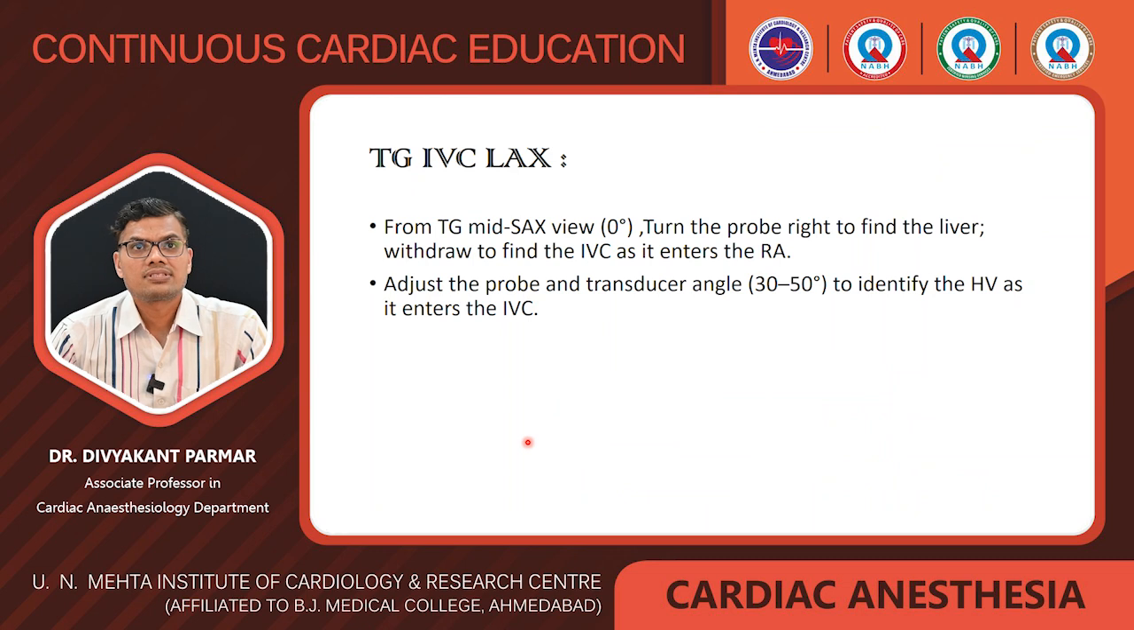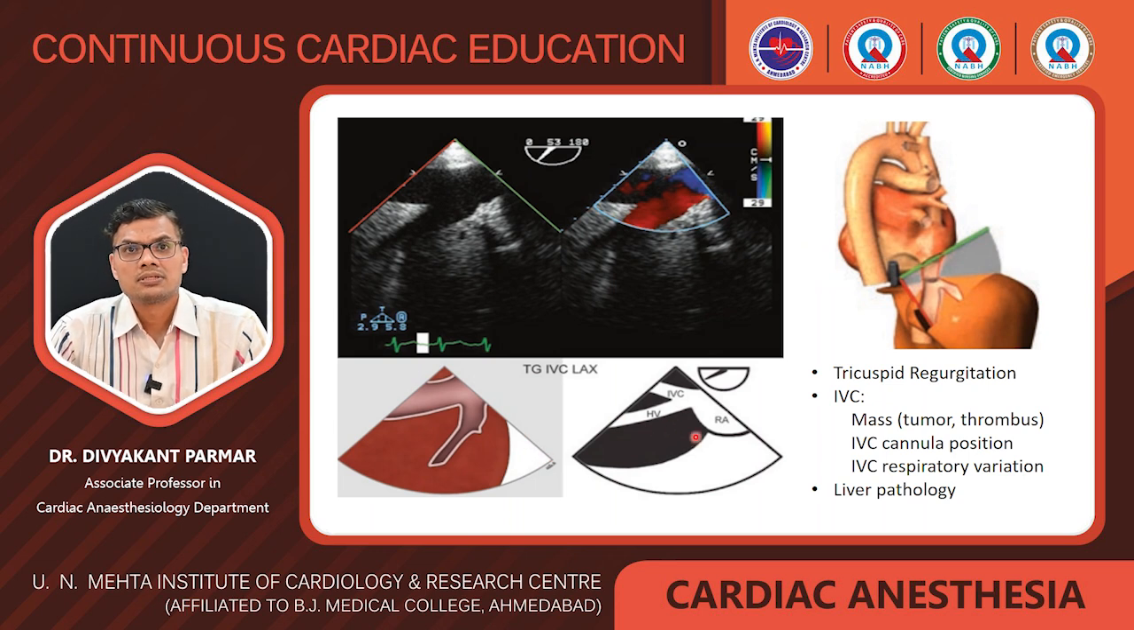This is the transgastric IVC long axis view. From the transgastric mid-short axis view, we have to turn the probe to the right side to find the liver. Then we have to withdraw the probe to find the IVC as it enters the RA. From this view we can see the IVC, and as we increase the angle up to 30 to 35 degrees, we can also see the hepatic vein. As the IVC opens into the right atrium, this view is useful to detect whether tricuspid regurgitation is present or not by showing hepatic vein flow reversal.